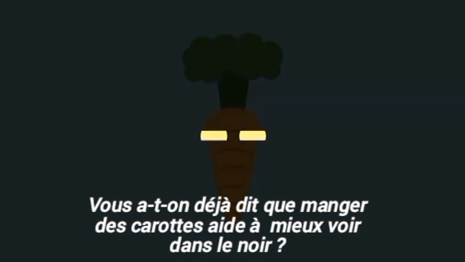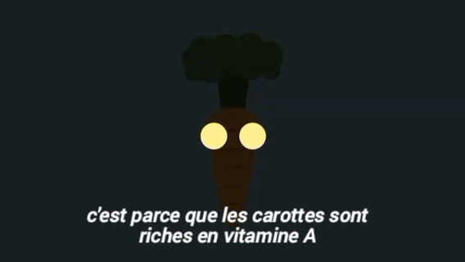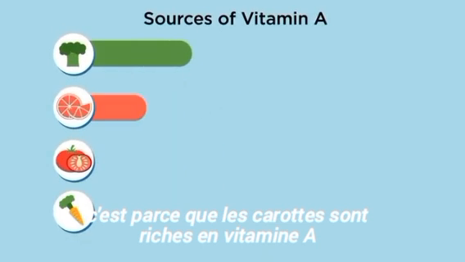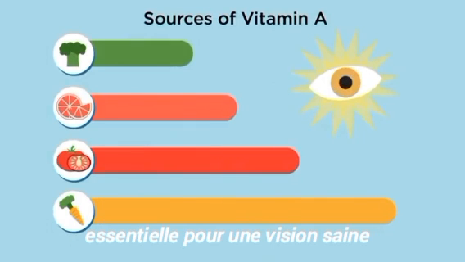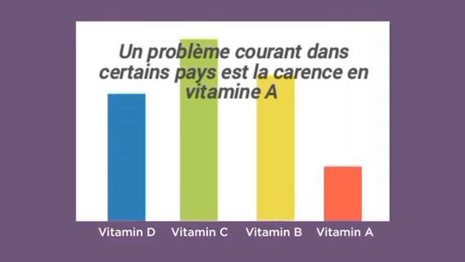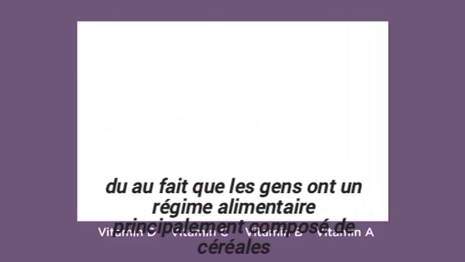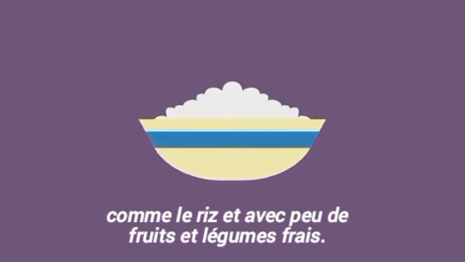This doesn't reduce the amount of chemicals sprayed on a field, but it does mean that higher yields can be gained. Have you ever been told that eating carrots helps you see in the dark? This is because carrots are a good source of vitamin A, which is essential for healthy vision. A common problem in some countries is a deficiency in vitamin A because people have a diet mainly made up of cereals like rice with few fresh fruits and vegetables.